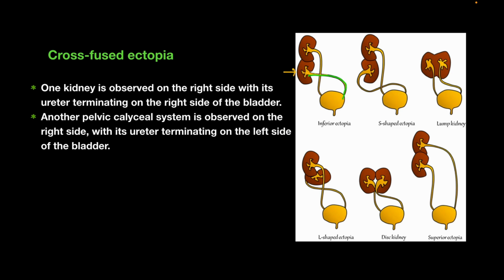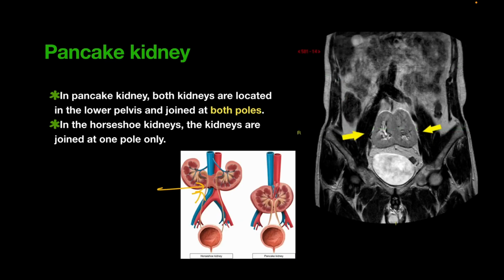Now there are different types. This one is the inferior ectopia. This one is the S-shaped ectopia. This is the lump kidney. Don't confuse this anomaly, that is lump kidney, with pancake kidney.